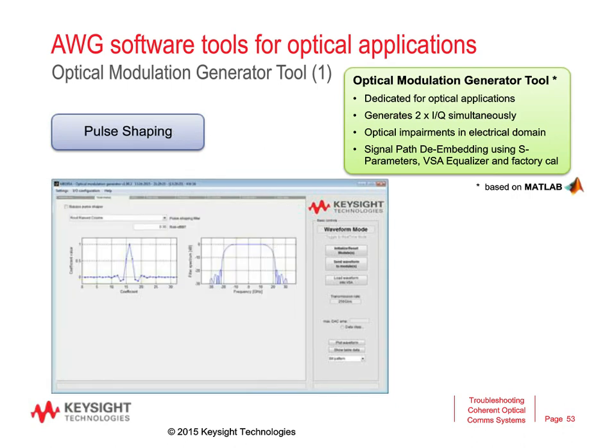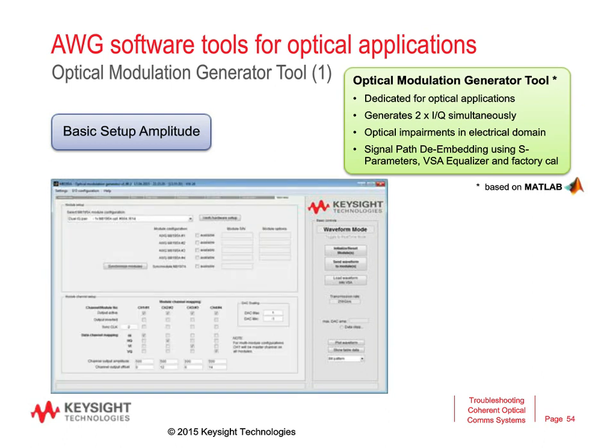We have signal path de-embedding available in terms of using S parameters or the VSA equalizer that I showed earlier in the in-system calibration. Here we see the pulse shaping window. We have different pulse shape filters available to do the pulse shaping. We can set the amplitude in another window.